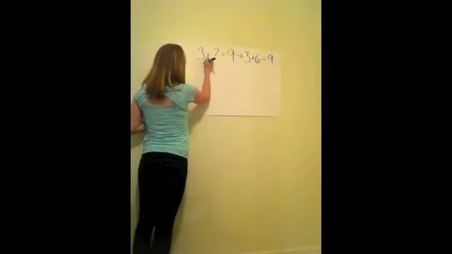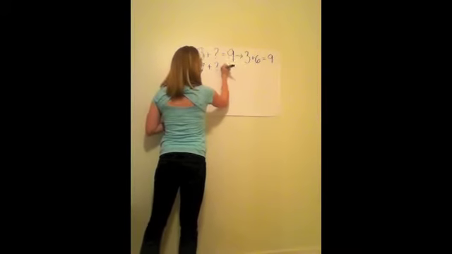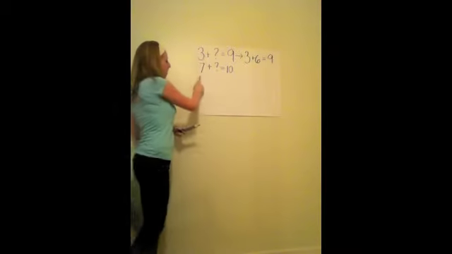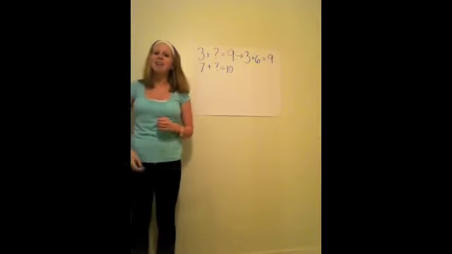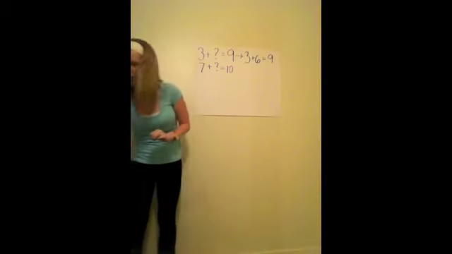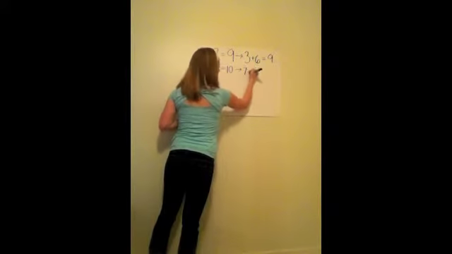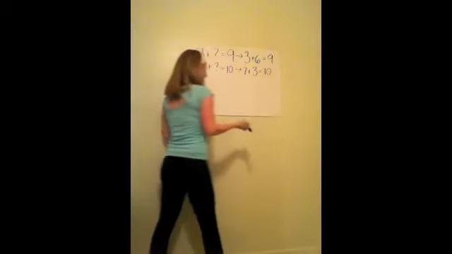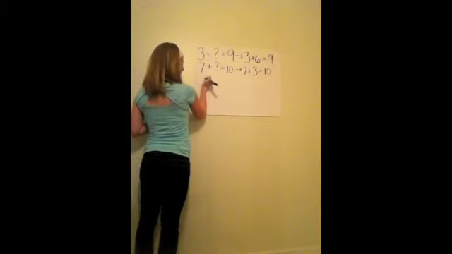So let's do 7 plus blank equals 10. So 7 plus blank equals 10. So let's use our fingers. So 7, 8, 9, 10. So 7 plus 3 equals 10. All right, let's do one more like this.